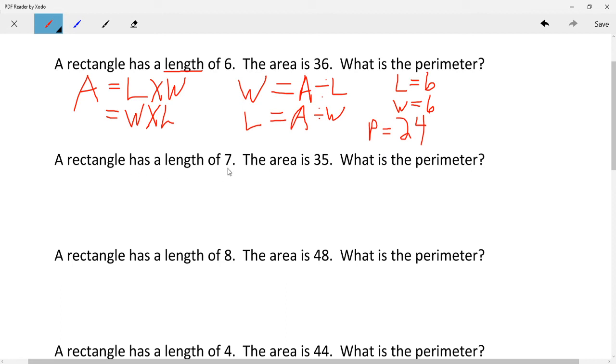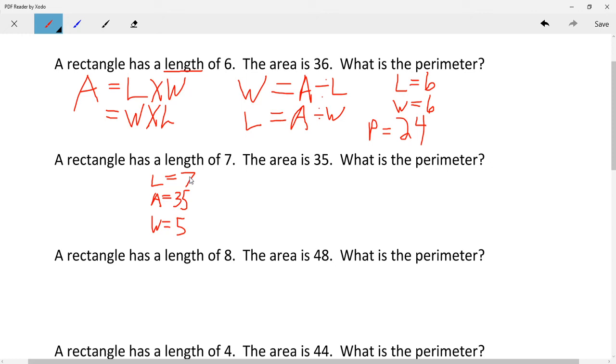So let's see about this one. A rectangle has a length of 7, the area is 35. So length equals 7, area equals 35, and as I said, we're dividing to find the width. So 35 divided by 7 equals 5, right? So the width has to equal 5, and now we're finding the perimeter.